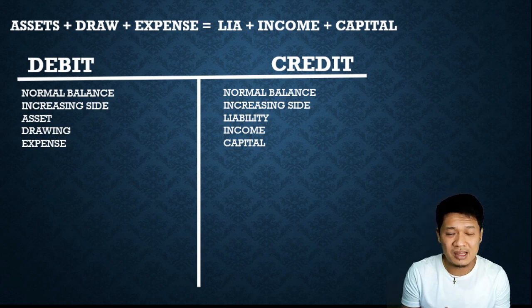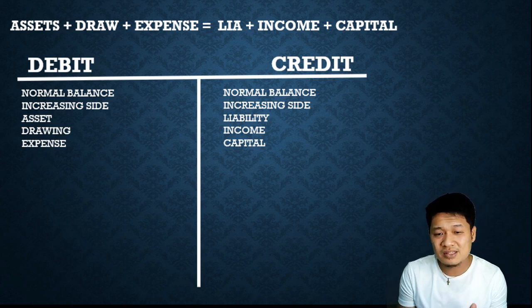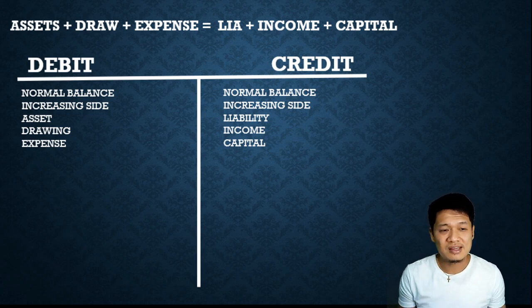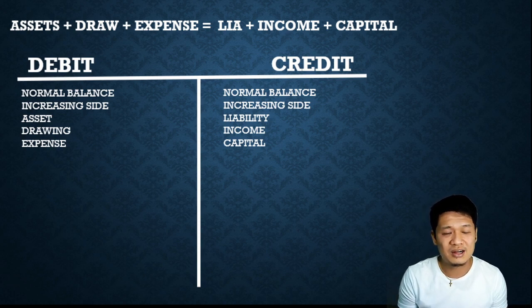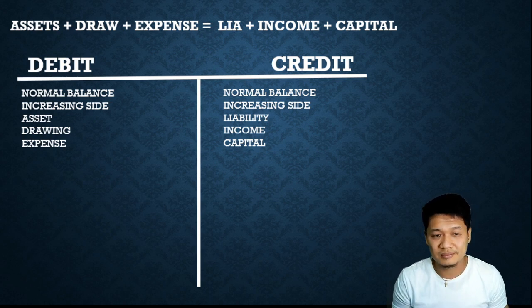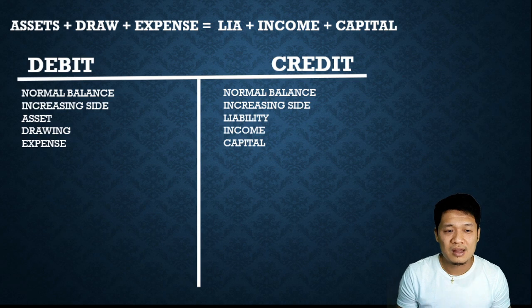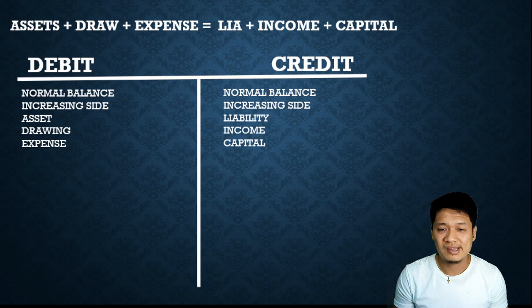Hindi ibig sabihin ng debit na puro positive. Hindi ibig sabihin ng credit puro negative. Hindi. Okay? So, same lang yan. Opposite lang sila when it comes to the position: left side si debit and then the right side si credit. Pero hindi sila opposite when it comes to meaning. Okay? So, take note of that. The normal balance of asset, drawing, expense is debit. And the normal balance of liability, income, capital is credit. Normal balance or increasing side.